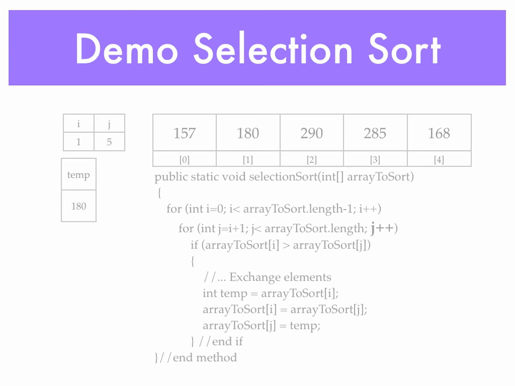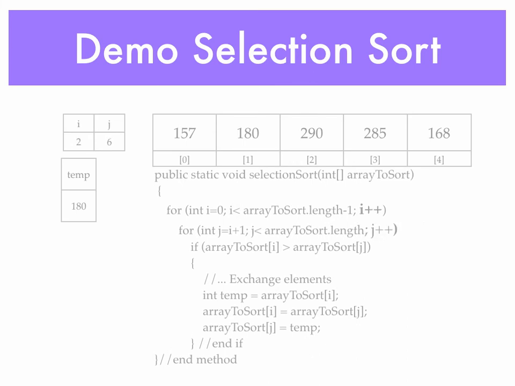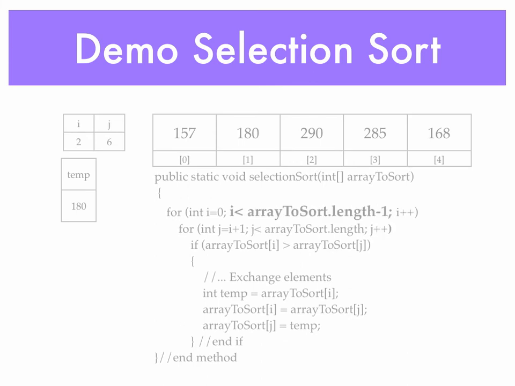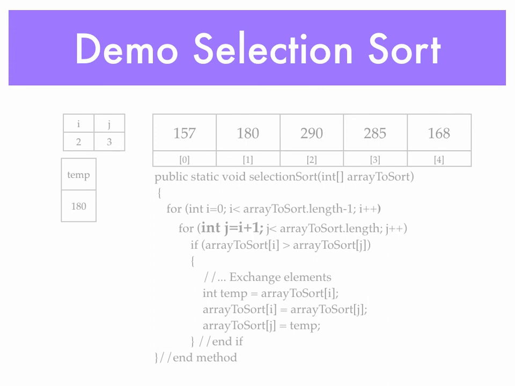We'll then increment j. J now has a value of 5. Is j less than the length? No, it's not. So we'll go to our outer loop and we'll increment I. I now has a value of 2. We'll test, is 2 less than length minus 1? That's true, so we'll go into our inner loop. In our inner loop, we'll give j a value of I plus 1. I has a value of 2, j therefore has a value of 3.